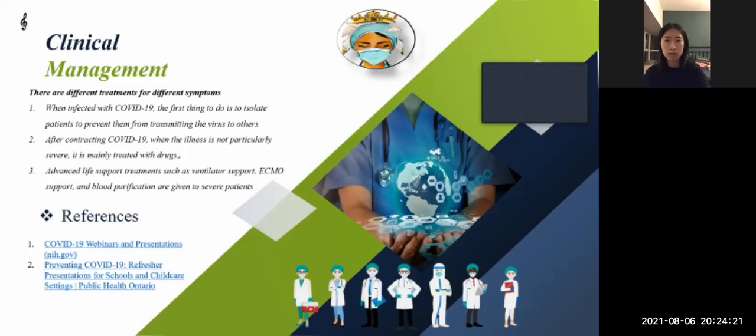When doctors choose drugs, they will choose antiviral and antibacterial drugs for treatment. And third, advanced life support treatment such as ventilator support, ECMO support, and body purification are given to severe patients. In China, doctors also use a combination of traditional Chinese and Western medicine, and more than 90% of patients use traditional Chinese medicine, which relieves the symptoms and stops the deterioration of the disease.